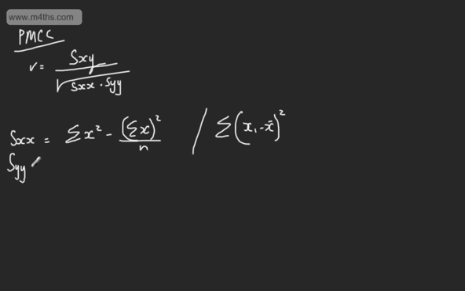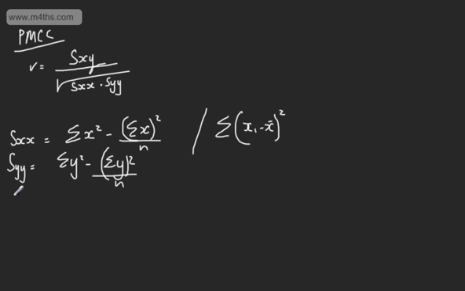Syy is going to be exactly the same, just with y. So we've got the sum of y squared minus the sum of y squared over n. And then finally we have this value right here. Now this determines whether we have a positive or negative value. This simply regulates r to ensure that it's between negative and positive 1. It's this top bit that's quite important.